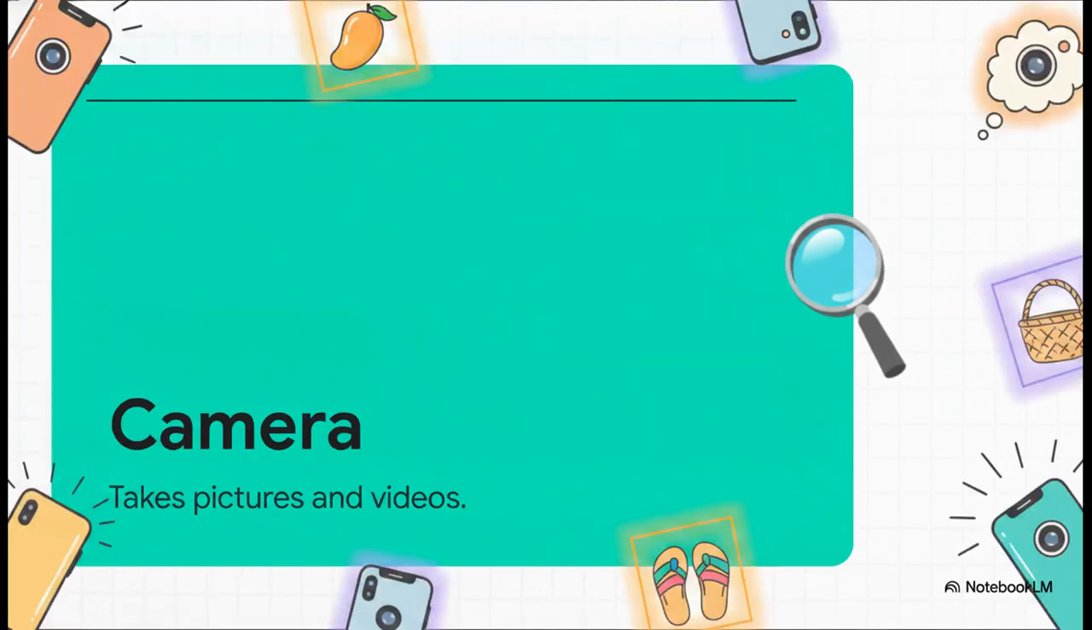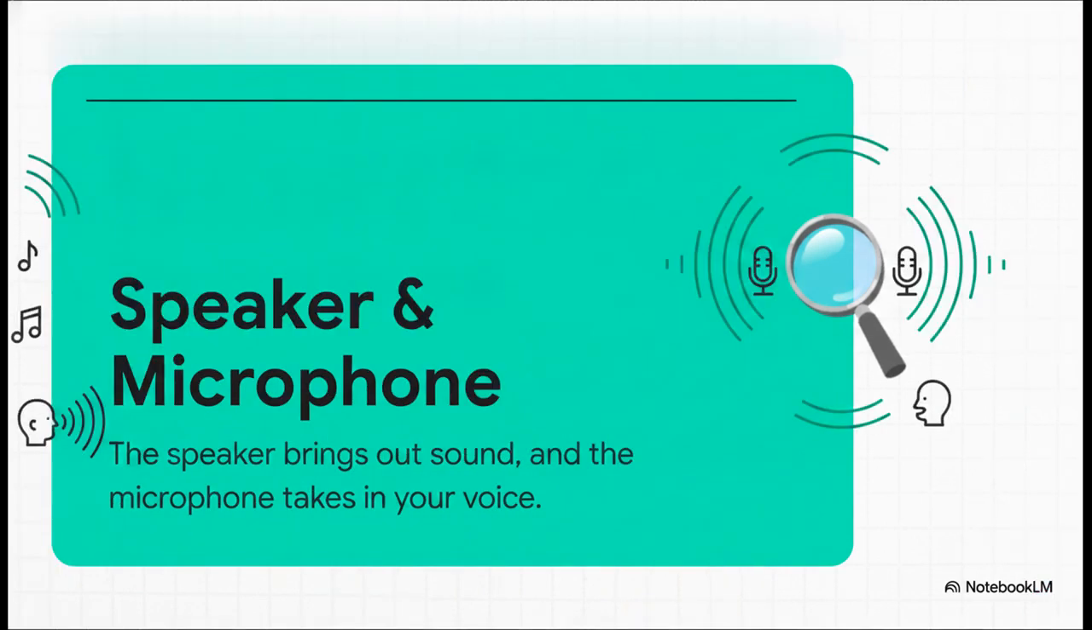Then, of course, we have the camera. This is the part that takes pictures and videos. What's fantastic about phones is that they usually have a camera on the back and another one right on the front. This makes them incredibly useful for everyday tasks, like taking bright, clear product pictures to sell items in the market.